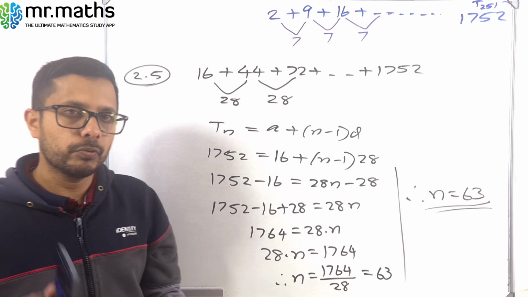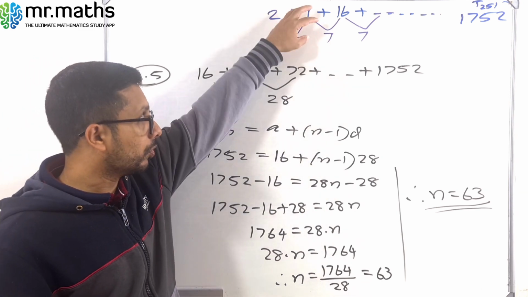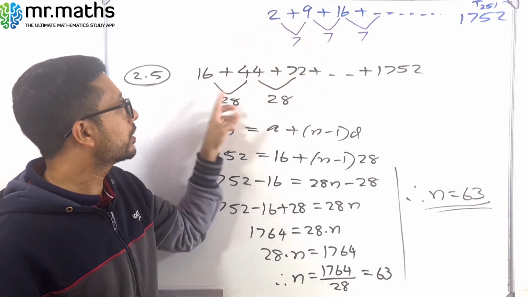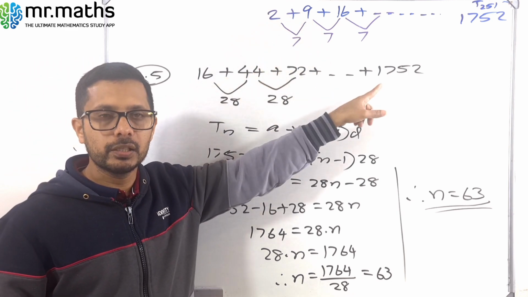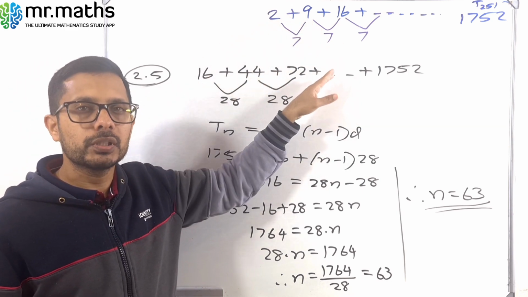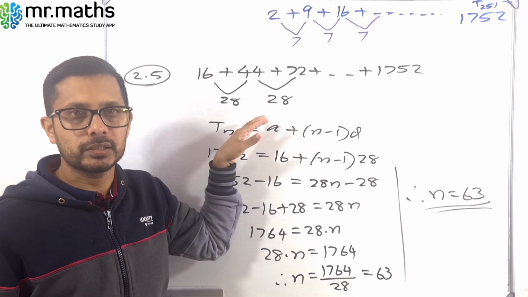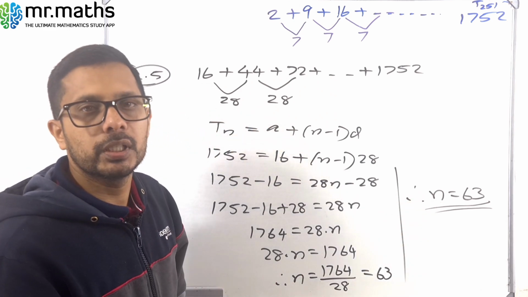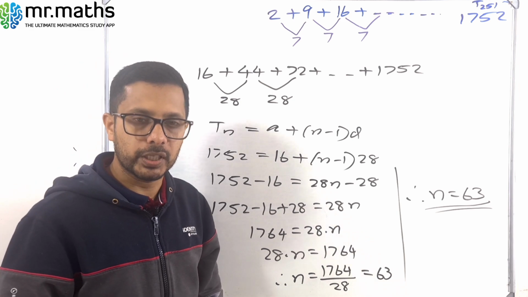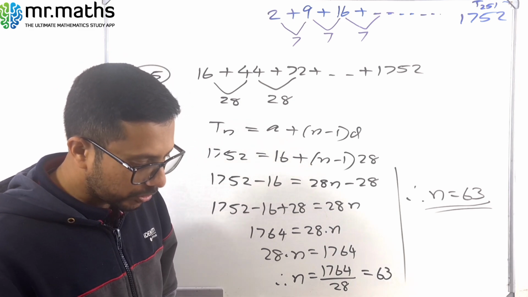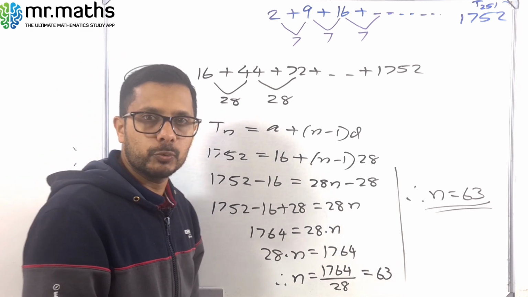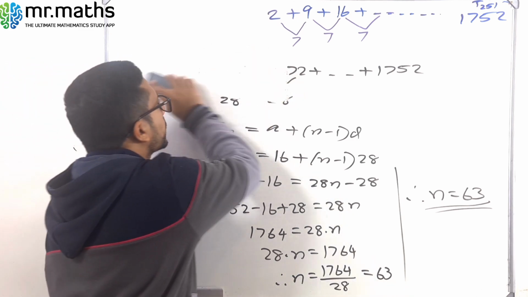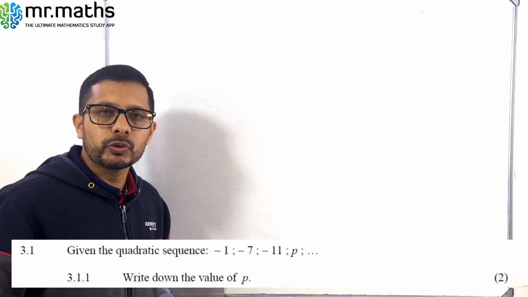You understand? So what we did, first we took all the terms that are divisible by 4 from this series. So we got a new series like this. In that series we found how many terms there are. So we got 63. That means there are 63 terms that are divisible by 4. Okay. So that is question number 2.5. Now let's move to the next question, question number 3.